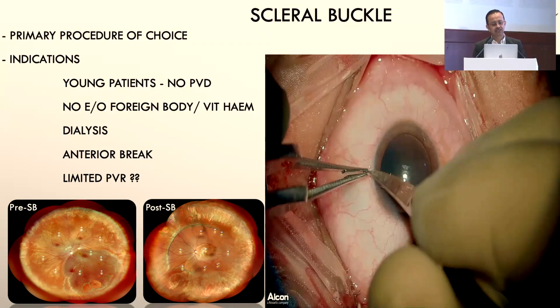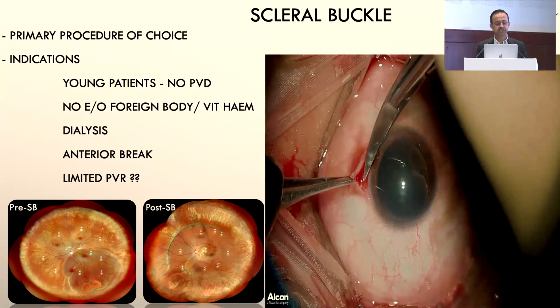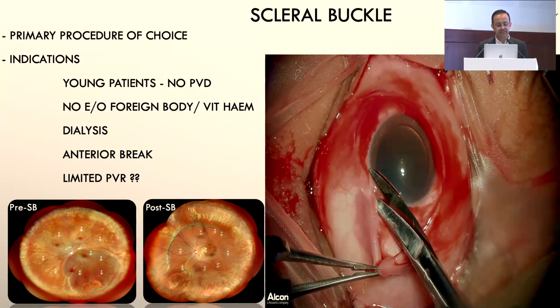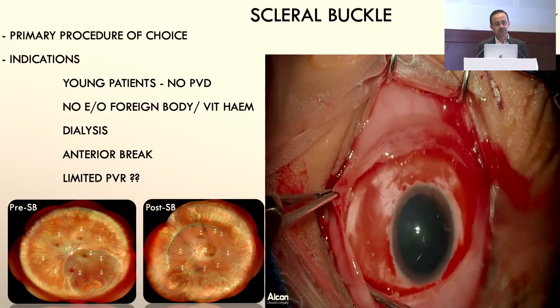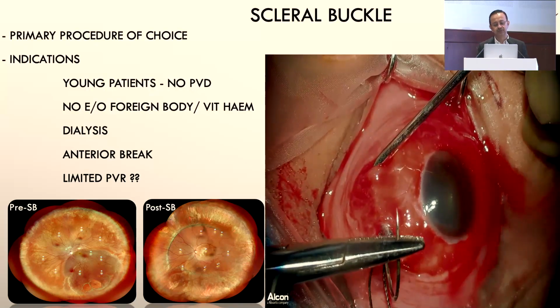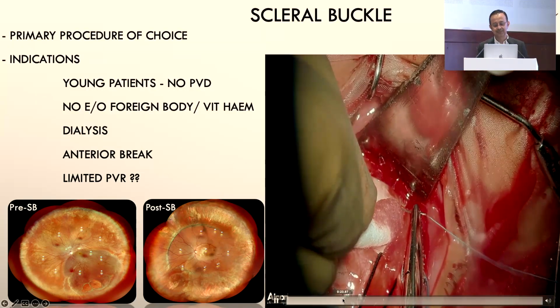If you have a detachment, the primary procedure of choice in such cases is scleral buckle. Why? Because these patients are young, they do not have PVD, and buckle surgeries have been shown to have a superior success rate. Even if you need a resurgery, the success rate is better. So this is a classic buckle which is being done.